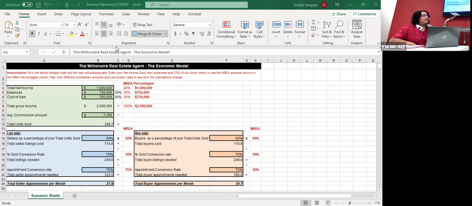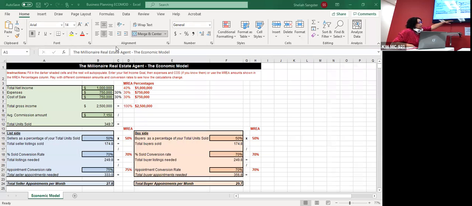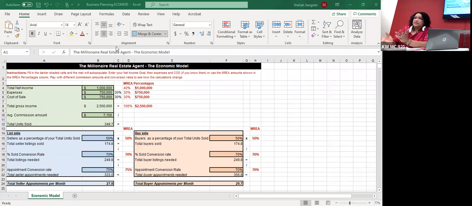Okay. And also with your appointment conversion rate, we would like to think that you get 100% of all of your appointments, but you never know. So 75% is just a good number to stick with. Okay. And so look at that. That's very doable for, I mean, total seller appointments per month 2, and then total buyer appointments per month 2. And then you're just converting those into closed contracts. And we have all the systems and tools here to help you with that.